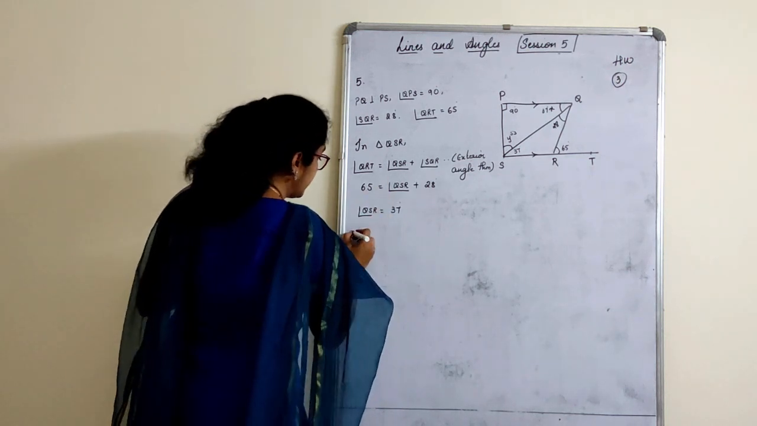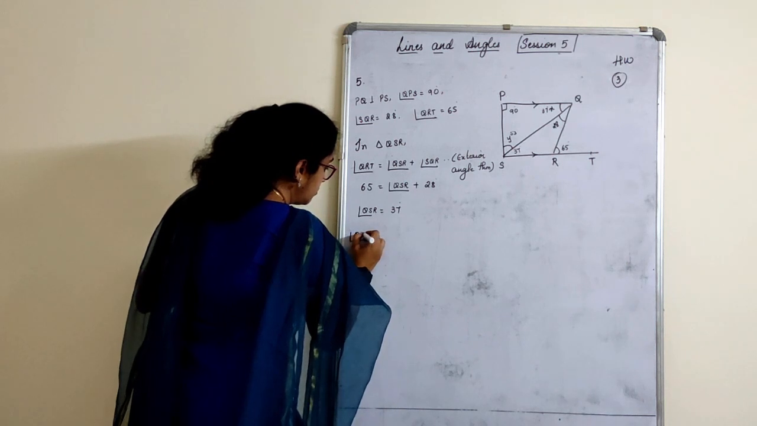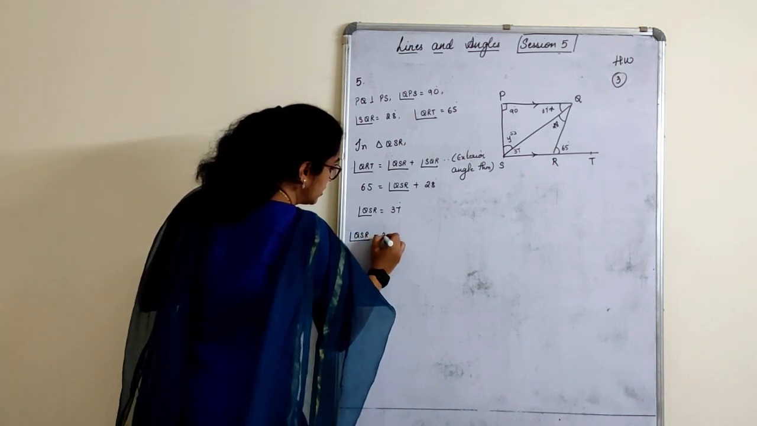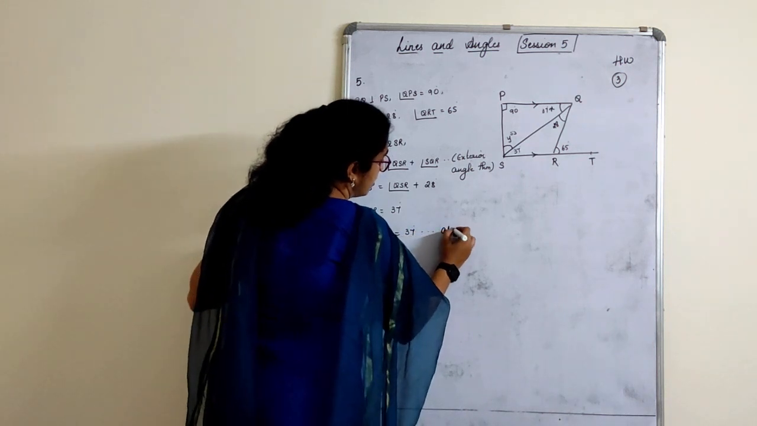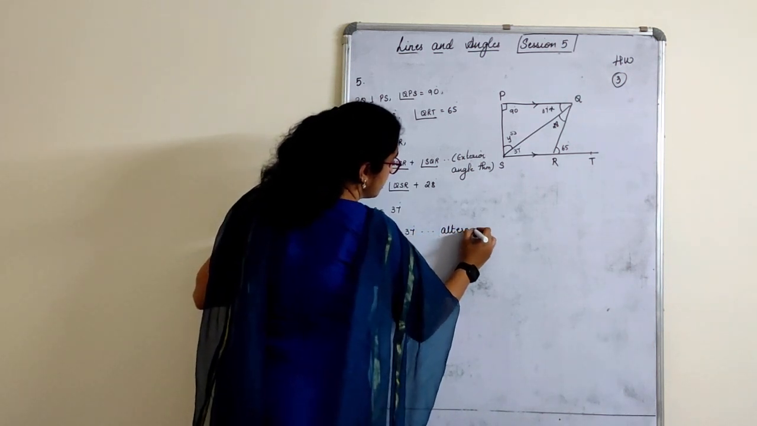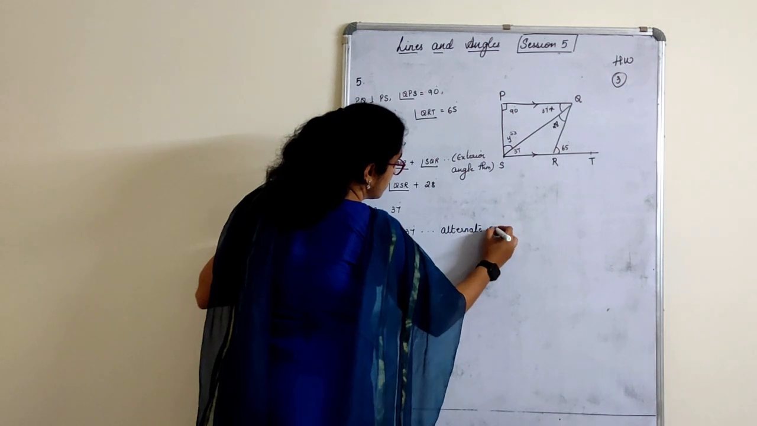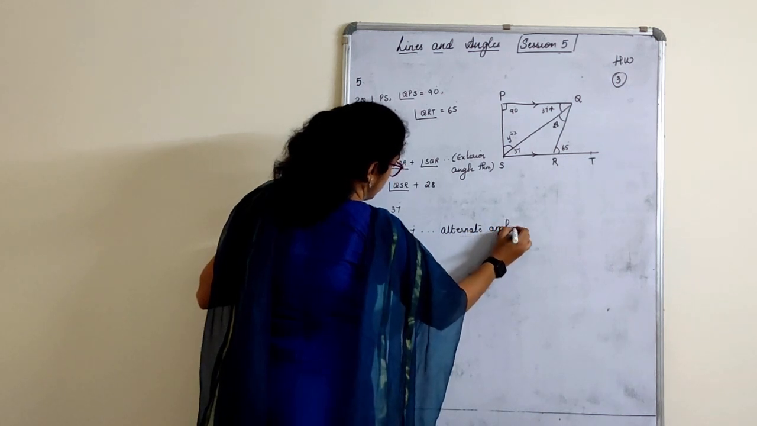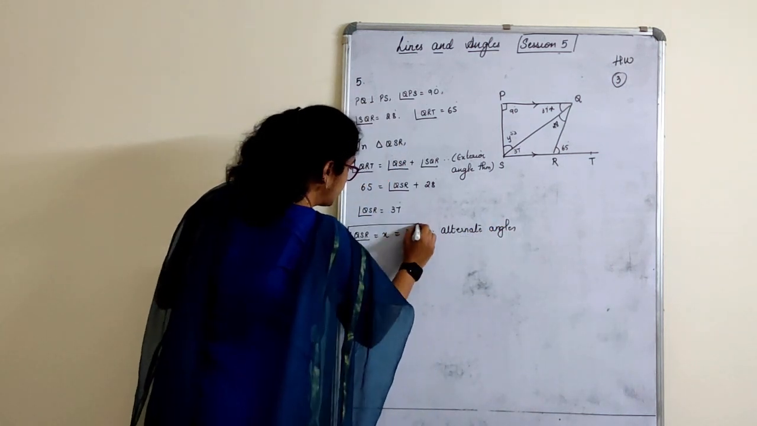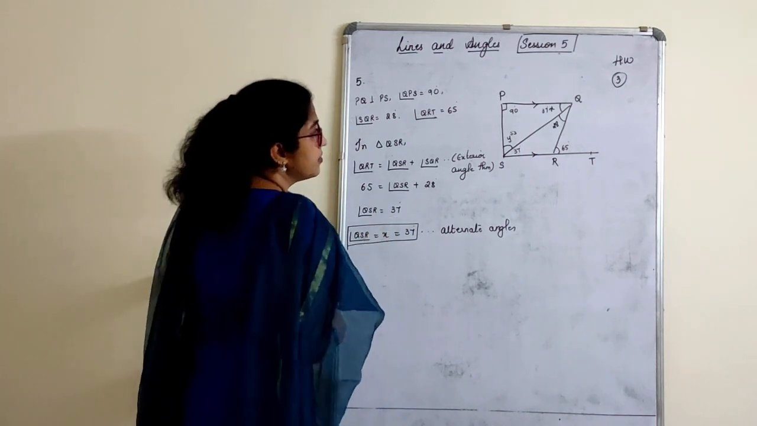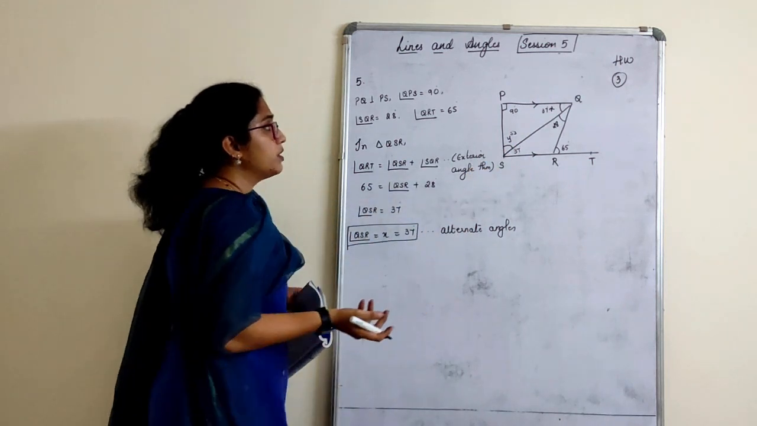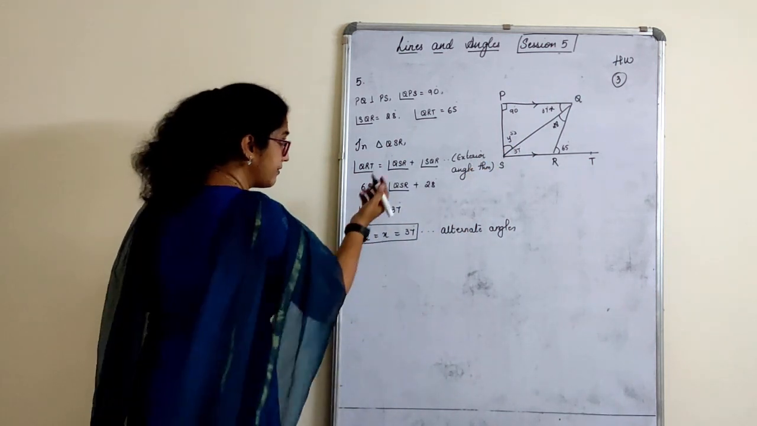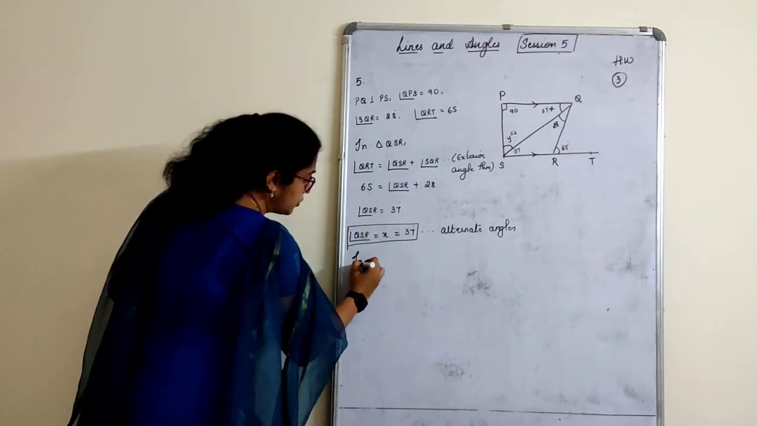Okay. Next, I can say angle QSR is equal to X, that is equal to 37. Reason? Alternate angles. So X angle is found out. We'll do angle-sum property and we'll find, or you can say this plus this is also equal to 180 if you want. That way also you can give. In triangle, up to you.